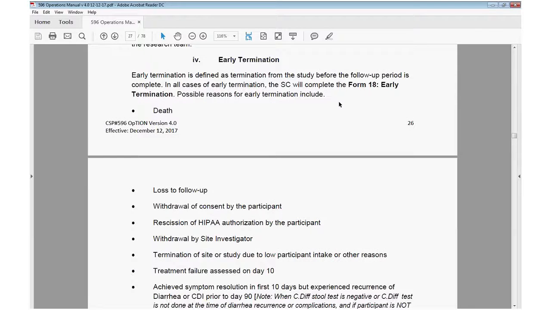With withdrawal of consent by the participant, basically they just have to say they're withdrawing consent. We can't force them to participate, obviously, so there's nothing extra that has to be done for this. Rescission of HIPAA authorization has to be done in writing, though, so if they want to rescind their HIPAA, you'll have to complete additional steps for them to do that.